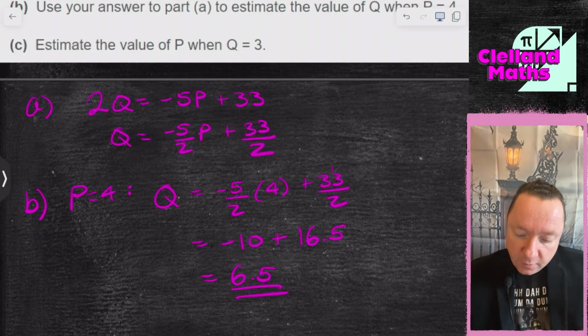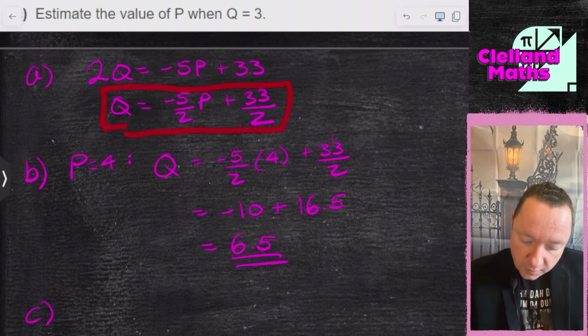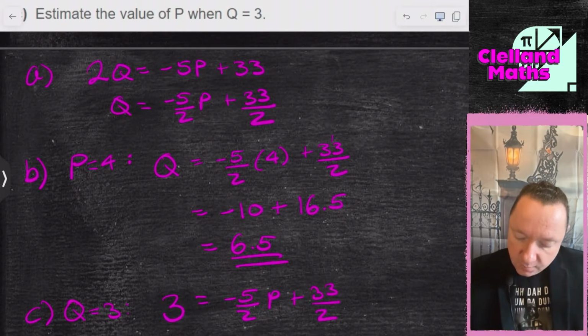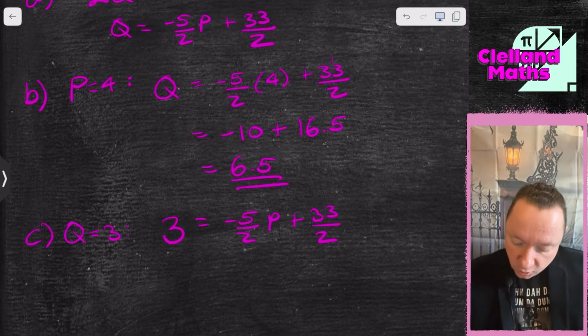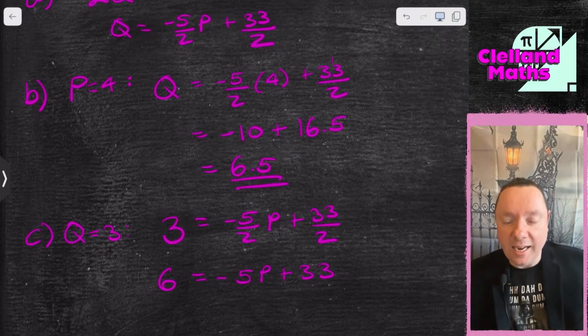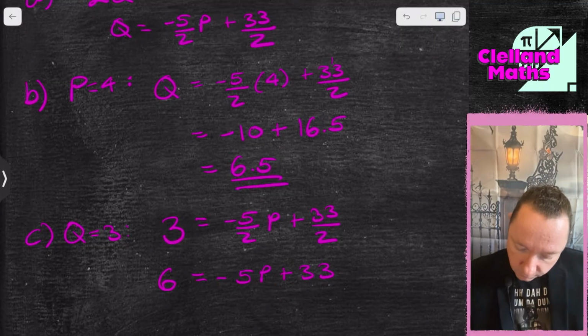Question C says estimate the value of p when q is 3. So again, we're starting off with our basic equation, and q is becoming 3. So that means my left-hand side is 3. I've got my right-hand side. Now this one's got lots of fractions in it, but that means I'll just need to get rid of the fractions. So times them by 2 to get 6 equals minus 5p plus 33. Solving this equation, take away 33 from 6. That's minus 27, I believe, is minus 5p.